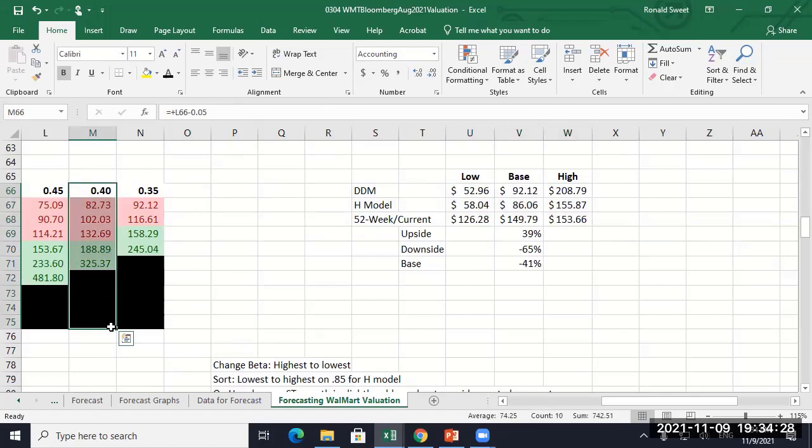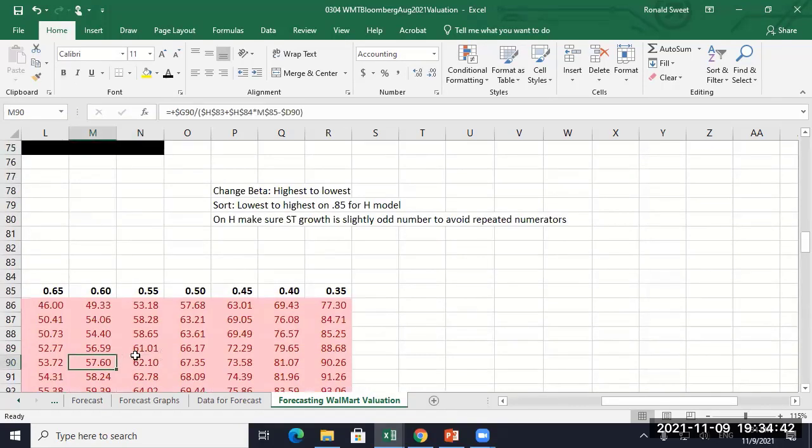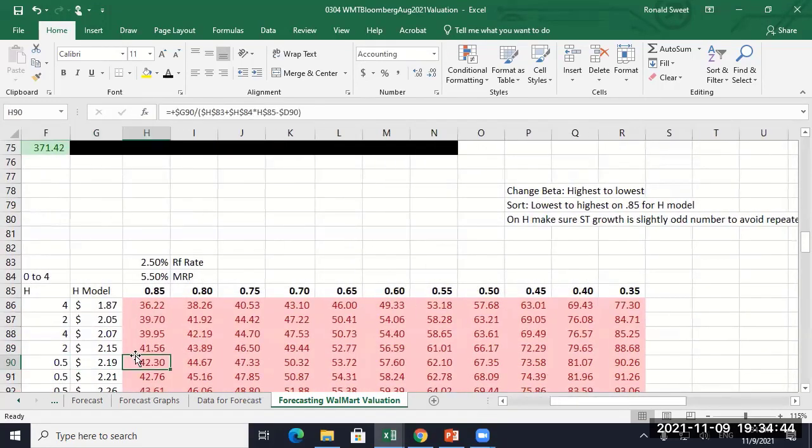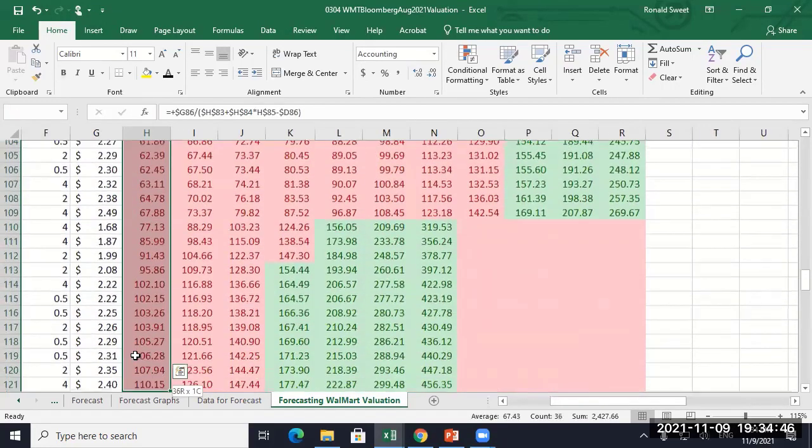If I showed you the CFA's approach, which I think is a little messy, they just had table after table after table. What if we change our beta? What if we change our short-term growth? What if we change our long-term growth? Here's a table, here's another table, here's another table, rather than putting it all together. So you might say, well, boy, that's really messy. But I don't know how many I have here.